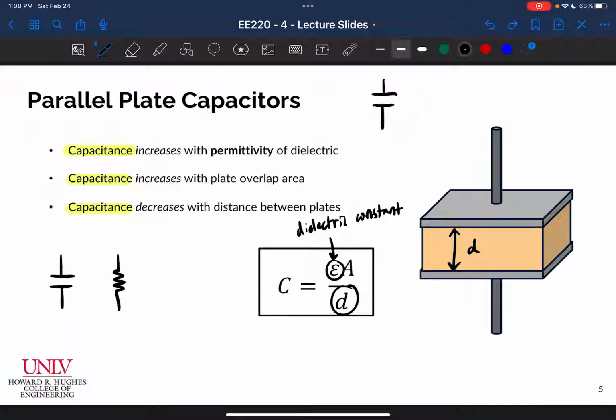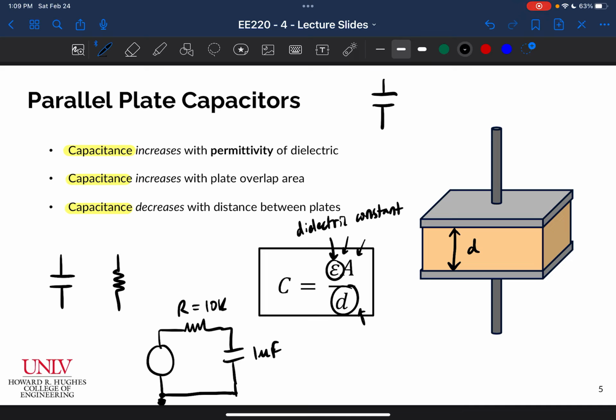And then typically I'll just give you the capacitance. You'll have a circuit and there'll be some kind of a source, some resistor with some R, let's say 10K, and then there'll be some capacitor, 1 microfarad or something. And I'll ask you to do something with this circuit. I'm not going to give you epsilon and A and D most of the time and ask you to determine the capacitance. It's just going to be given to you. But it is practical to understand what determines the capacitance of a capacitor.